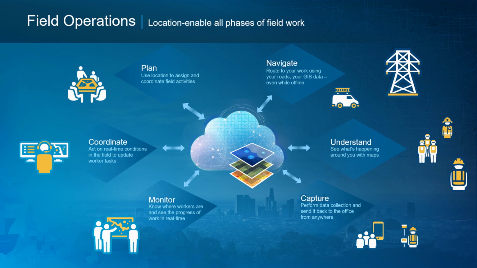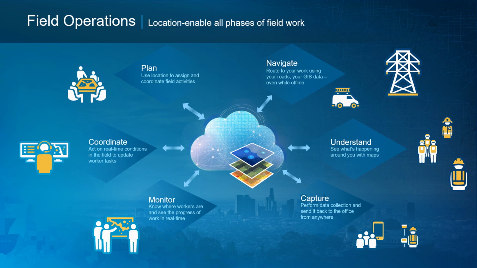These activities or sub-capabilities of field operations are aligned around the perimeter of the ArcGIS cloud there. This shows us that ArcGIS is at the core and helps you location enable all of these different phases of field work, from planning, so whenever you need to sit down and figure out what work out in the field needs to be done, to navigating out to those things that need to be done out in the field.